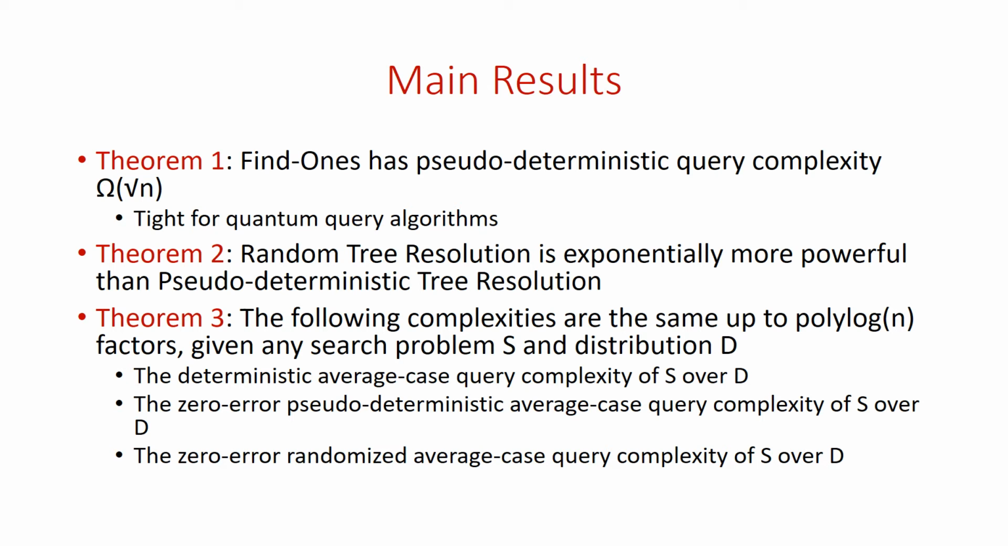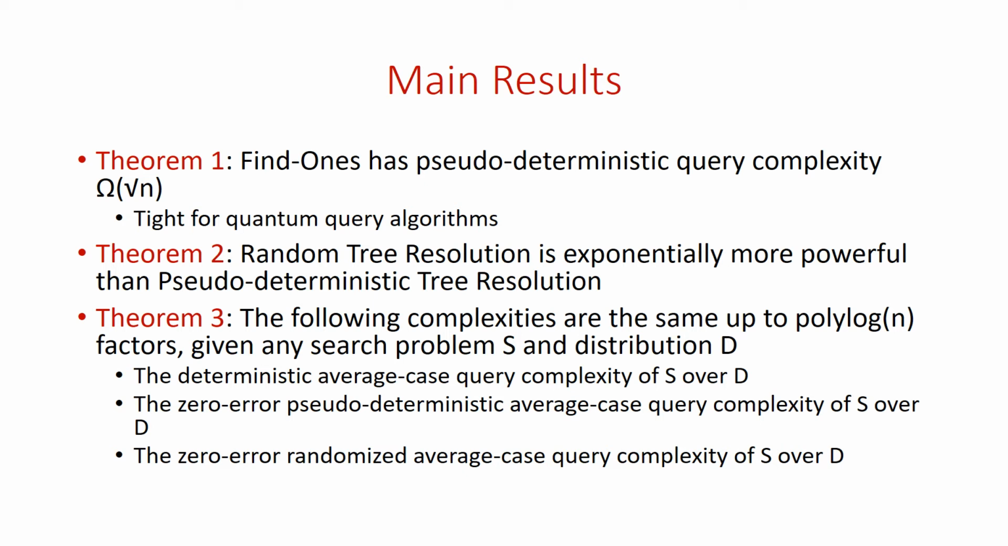The trivial algorithm for find once is a deterministic algorithm that asks each index in order to find a 1. And we showed that pseudo-deterministically you can't do much better. You can't do more than quadratically better. Find once has pseudo-deterministic query complexity Omega of square root n. And in fact, this bound is tight for quantum query algorithms. You can define pseudo-determinism for quantum query algorithms, and this lower bound still works, and there's a matching upper bound up to polylogarithmic factors that follows from Grover's algorithm and binary search.